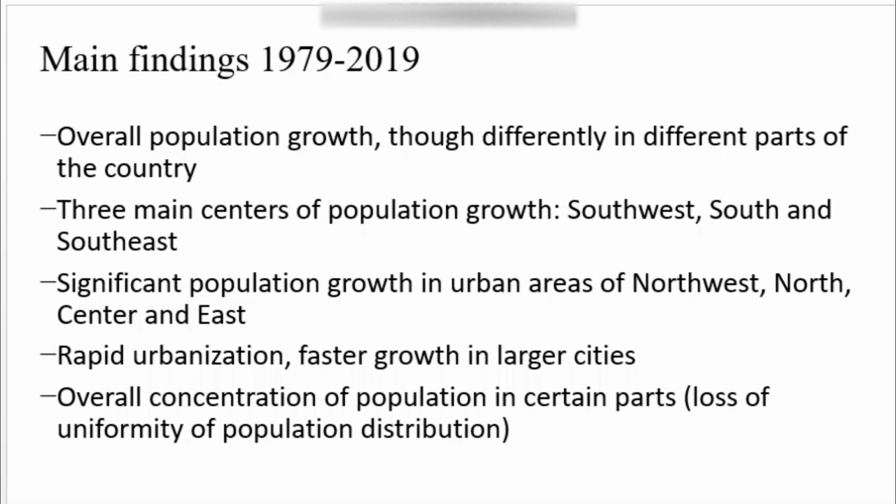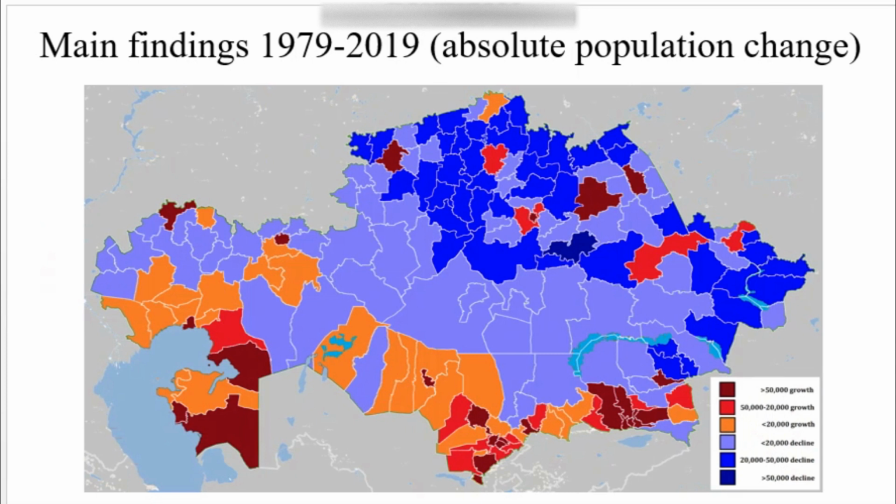Another important process that we have seen between 1979 to 2019 is that there's rapid urbanization. Actually, the speed of the urbanization process is much higher than the overall population growth. So therefore, we can see faster population growth rates in the main largest 3 cities of Kazakhstan: Almaty, Shymkent, and Nur-Sultan.